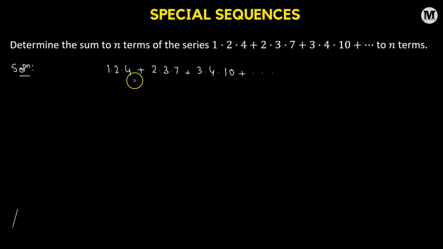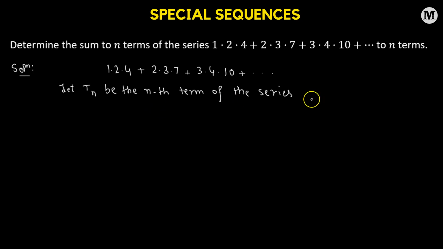Now, to find the sum of this series, we need to find its nth term. So we will assume that Tn represents the nth term of the series. How do we find the nth term of the series? First we consider the first digit of each of the terms. So we have 1, 2, 3. Now clearly 1, 2, 3 and the remaining terms are in arithmetic progression. If they are in arithmetic progression, we can define its nth term as equal to n. So that's going to be n.